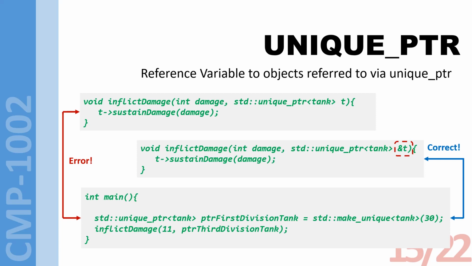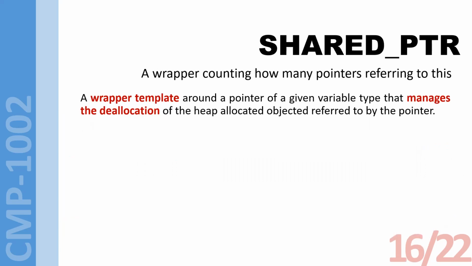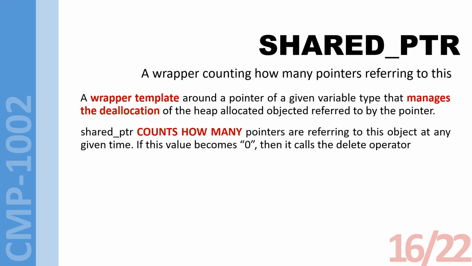Alright, so let's continue with the second smart pointer, the shared pointer. The shared pointer is again a wrapper around an object that has been declared in the heap, and it is going to manage the deallocation automatically. But the main difference is that the shared pointer counts how many pointers are referring to this object at any given time. So multiple shared pointers are allowed to point at the same object, unlike the unique pointer. If this count becomes 0, then the shared pointer will call the delete operator, the destructor will be called, and the object will actually be destroyed.